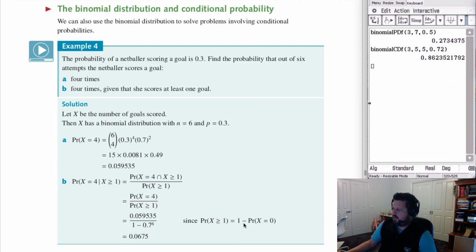So if we think about what the probability of 0 is, if you put in the values here, the 6 and the 0, the 0.3 to the power of 0, then the 0.7 to the power of 6, you'd end up just with this here on the bottom line. When we do the division, we get our probability that she scored a goal 4 times, given that she scored at least 1 goal. It would be 0.0675.